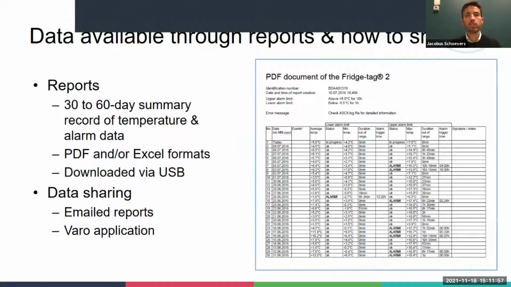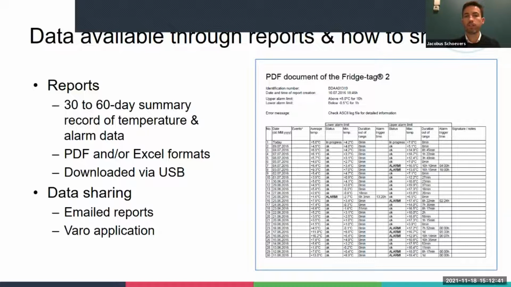So all these devices also have data available through reports that can also be shared. These reports are generated by plugging these devices into a USB port. And then the report will generate automatically on your laptop or personal computer. On the right-hand side, you can see an example of a PDF report that was generated by the FridgeTag 2 devices. And it shows you a 30 to 60 day summary record of all the temperature and alarm data that was collected by that device over that period.